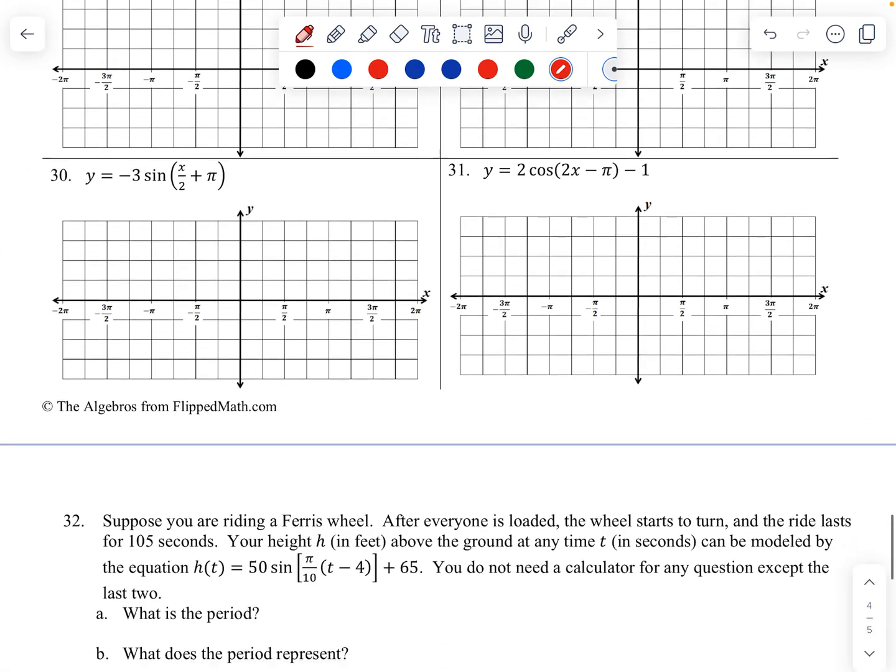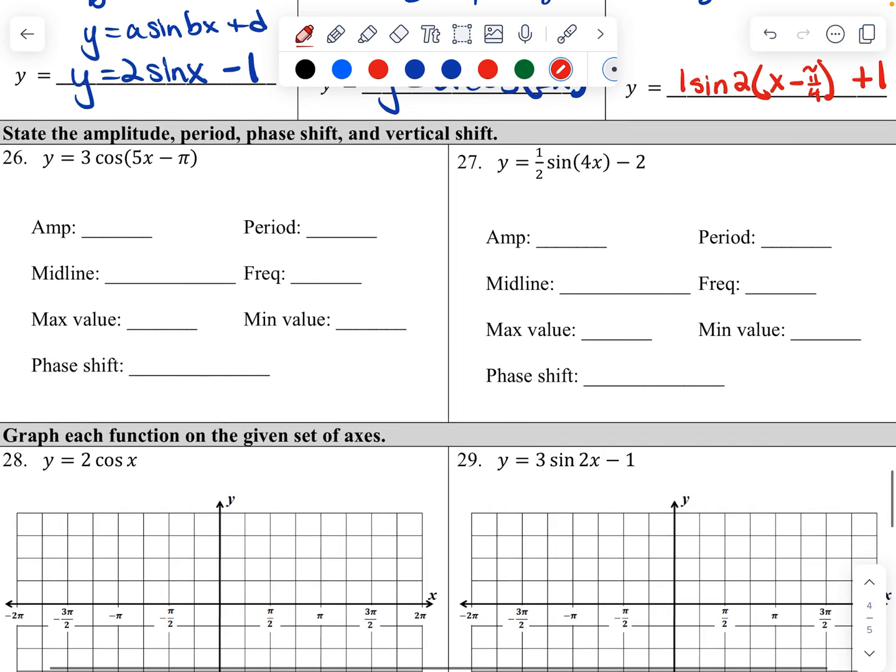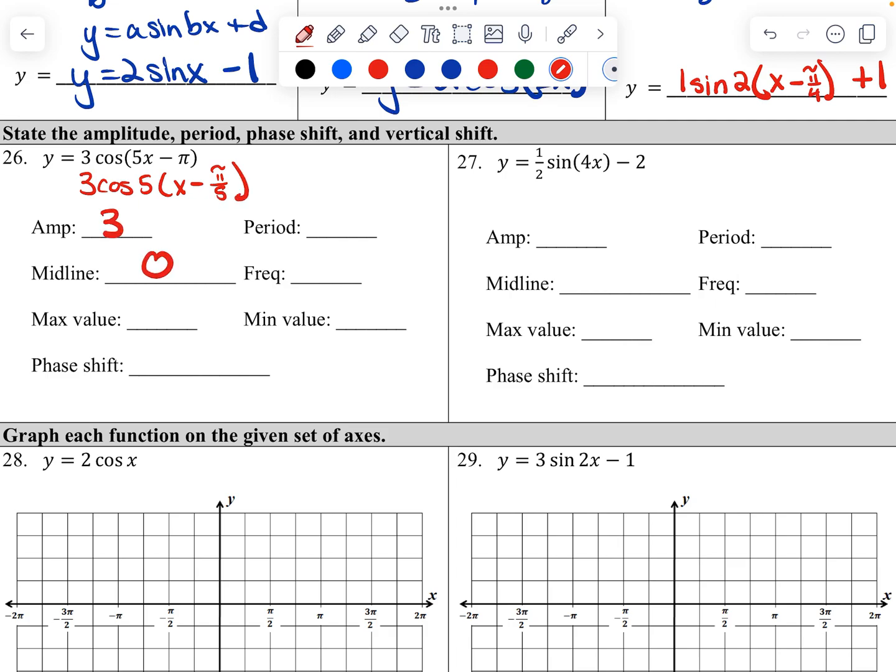Okay, so the next couple, it looks like we are going to be graphing some of these. So again, we have to factor out the 5. So 3 cosine of 5x minus, if we factor it out, we have to put it in the denominator. So our amplitude is 3. Midline is 0. Period is 2 pi over 5. So that makes the frequency 5 over 2 pi. And our maximum and minimum would be 3 and -3, and to the right, pi over 5.